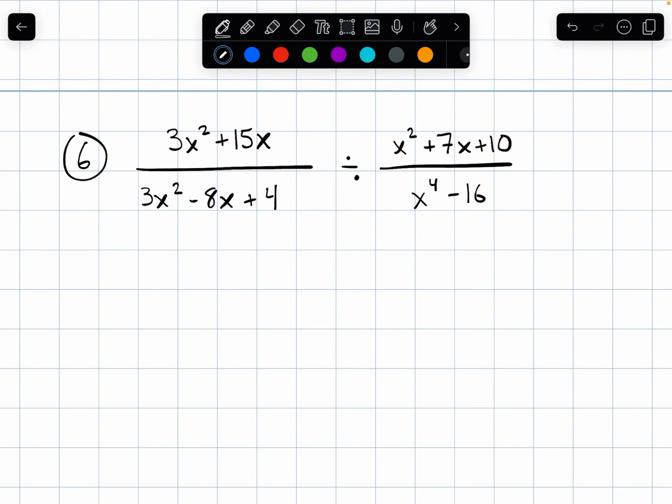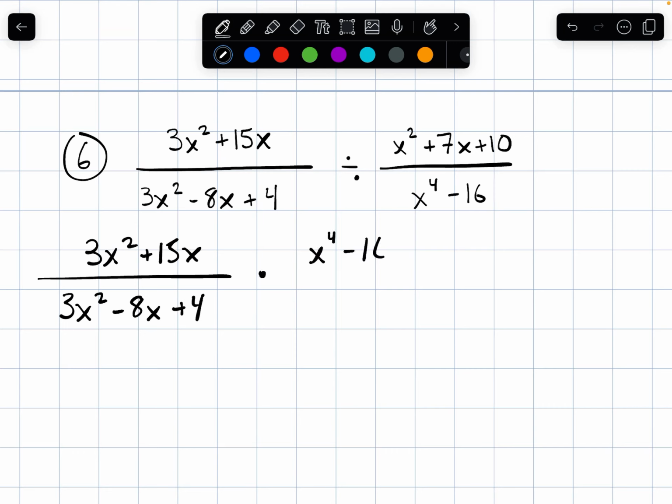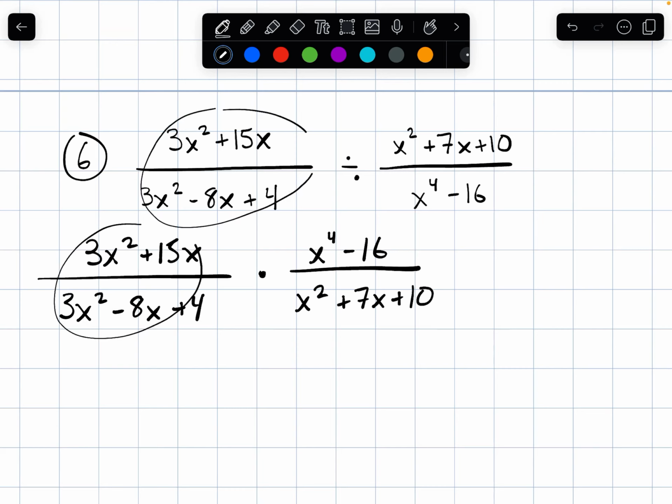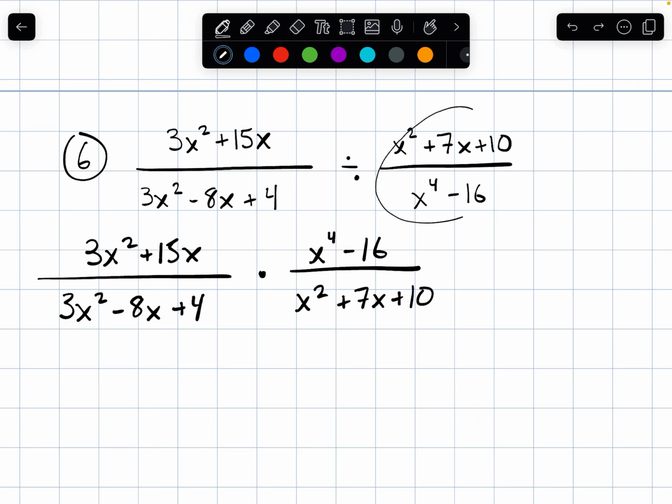Last question here is again with division. So we know when we see division, we don't worry about anything else before we start to change the division to multiplication and then flip the second fraction. So this is going to be 3x squared plus 15x over 3x squared minus 8x plus 4. And we're going to keep it to multiplication, x to the 4th minus 16 over x squared plus 7x plus 10. So again, that first fraction stays the exact same, but when I change division to multiplication, we do have to use the reciprocal of this fraction.